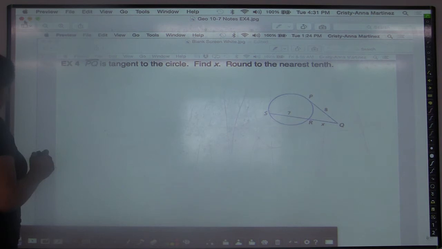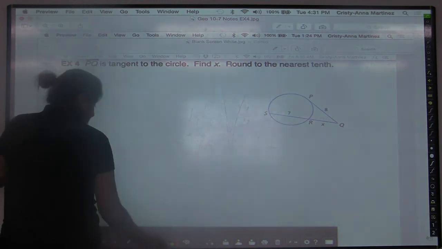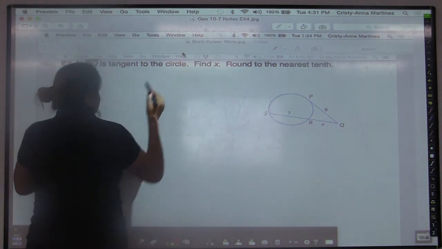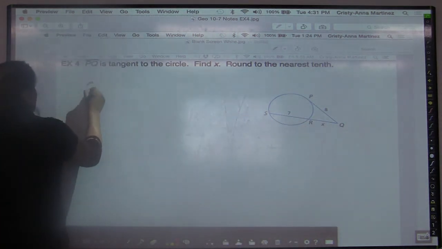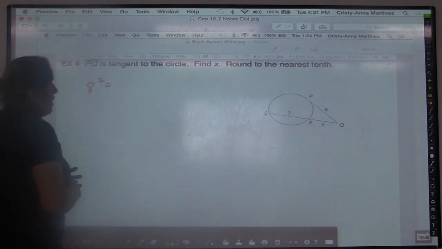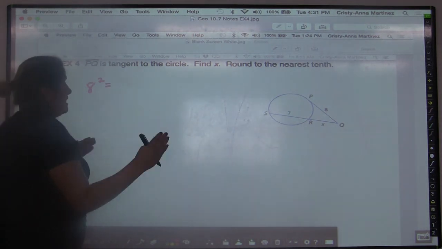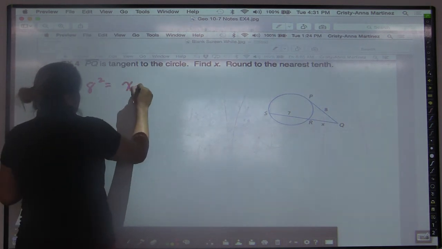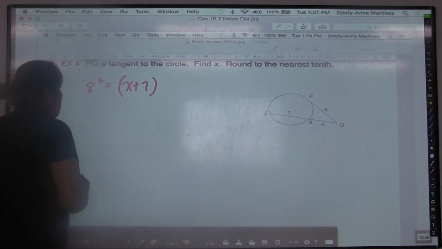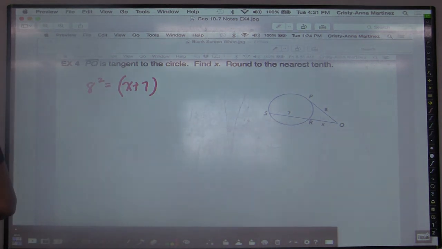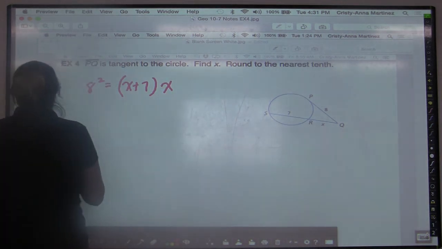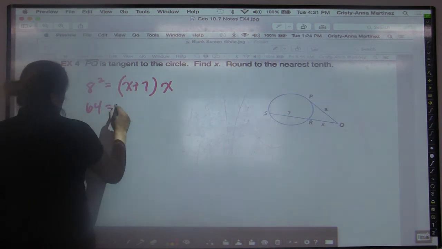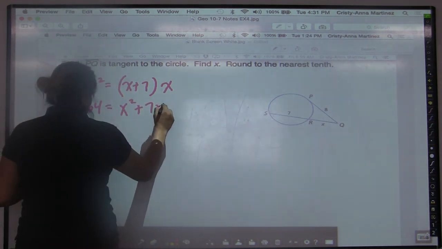Okay, so in example 4 it says PQ is tangent to the circle. Find x, round to the nearest tenth. So we are going to set up our tangent segment, which is the 8. So we're going to have 8 squared. And then we're going to have the product of the entire secant segment, which is x plus 7. And then we want to multiply that by the portion of the secant segment that is outside, which is the x. Which brings us to 64 equals x squared plus 7x.